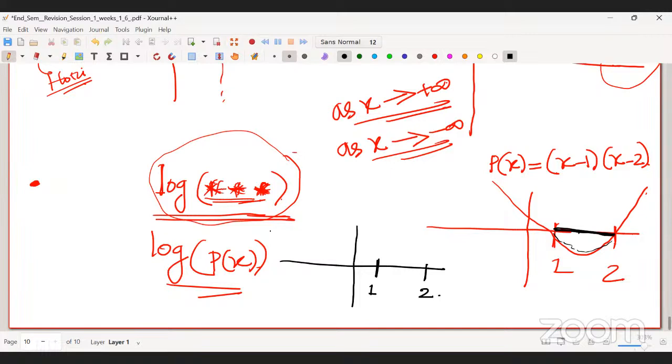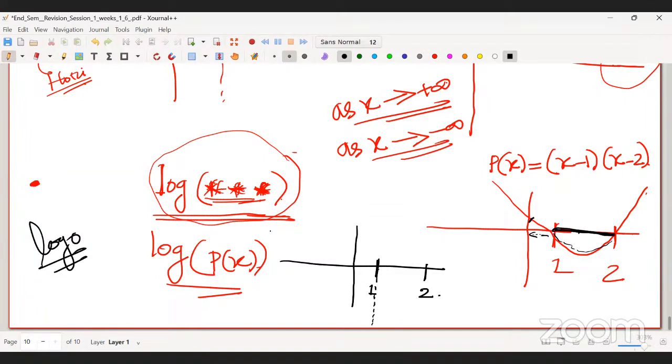Not closed, open interval actually, because log 0 is not defined, right? So then what will happen here? If you come to the left of 1, up to a certain stage, the value of p of x will be between 0 and 1, and after a certain stage it will go beyond 1.